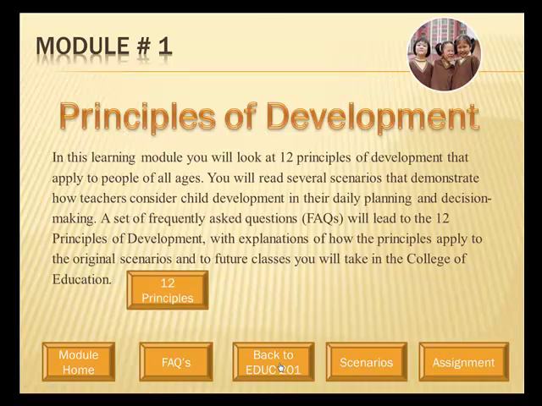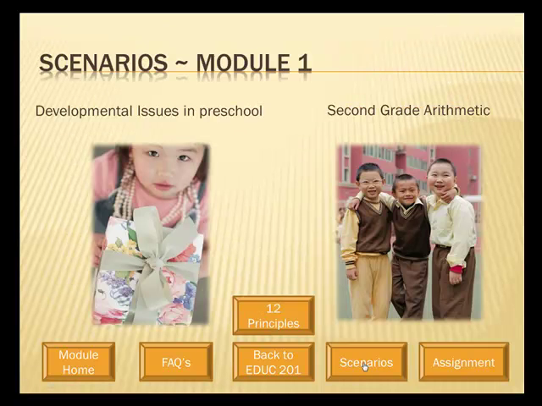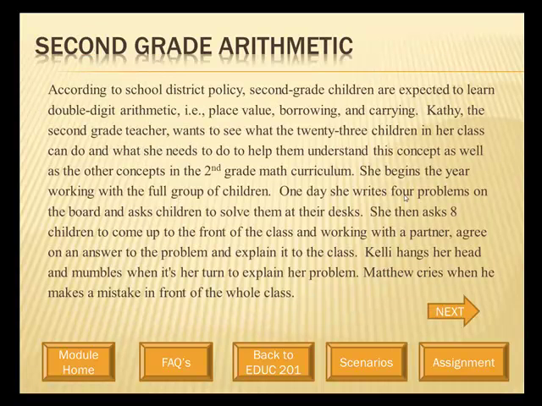If I go back to module 1 this time and tell it I want to look at my scenarios, it takes me to a completely different place. I can click on the scenarios or I can click on the assignments. I can tell it to go to developmental issues or I can tell it to go to second grade. Well, let's go to second grade. So here are my scenarios. I can go next. This is just an action button.